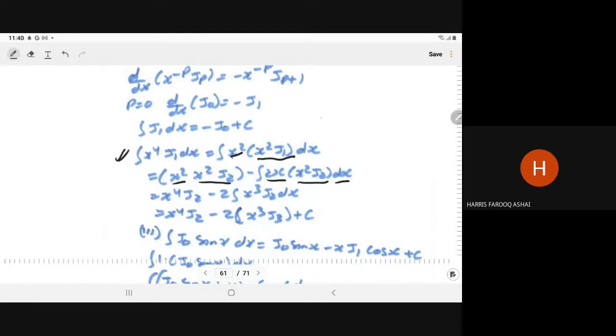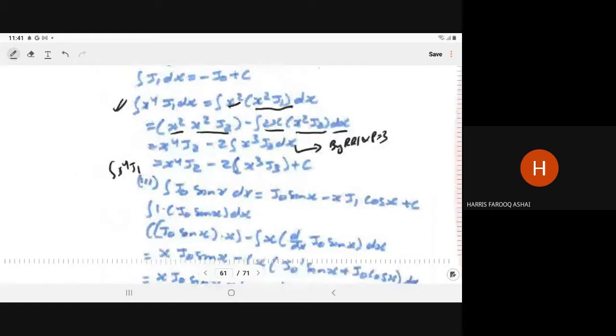using again the formula, by this approach, here we put again p is equal to 3, right? When we put p is equal to 3 in recurrence relation 1, integral of x cube j2 will give you x cube j3. Right? So here we have the integral of x square j1. Harish, clear?